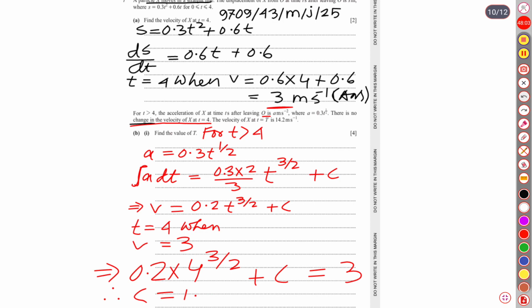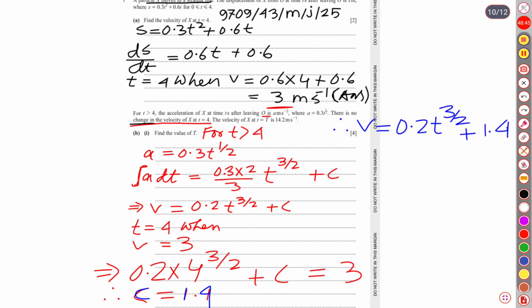Hence our expression for velocity: v is equal to 0.2 t raised to 3 over 2 plus 1.4, not 1.1, it was 1.4. C is equal to 1.4. Okay, this is our velocity.